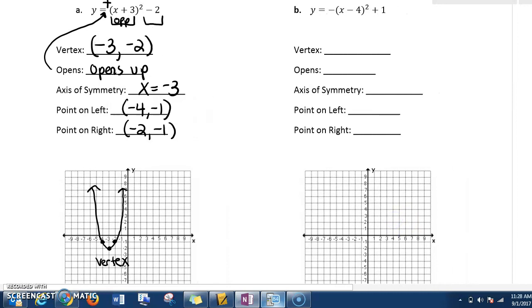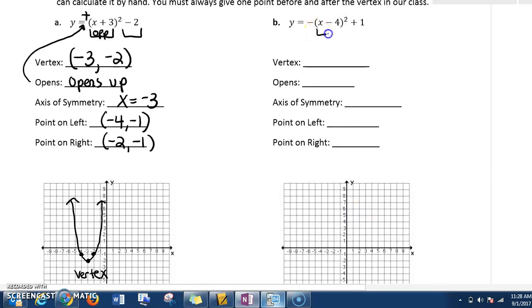Now let's go ahead and do example B as well. So we know once again that the vertex is the opposite of the x and the same as the y. So opposite of -4 is +4. The 1 drops down. I'm looking at the value in front of the parentheses. It's negative, therefore it opens down. The axis of symmetry is going to come from our x value of our vertex. So x equals 4 must be written as a line.